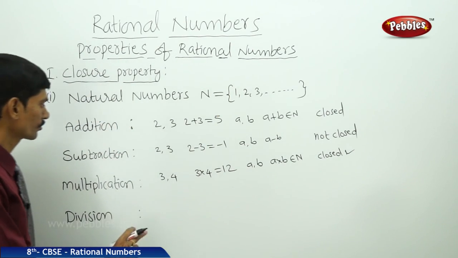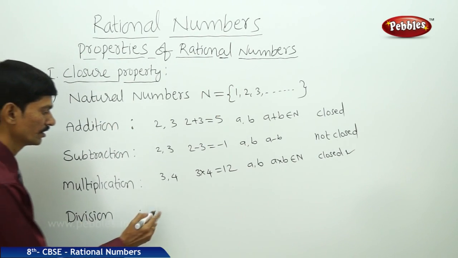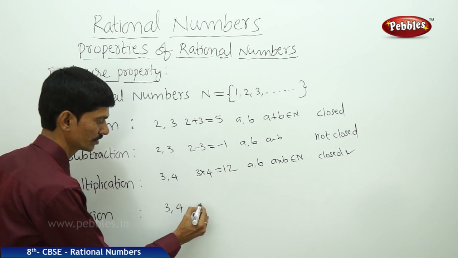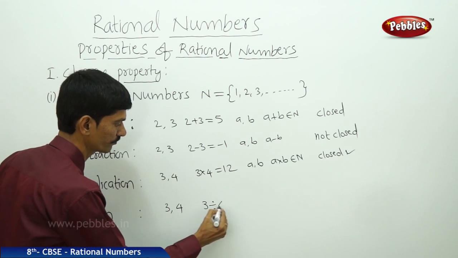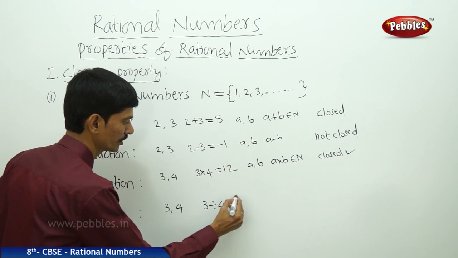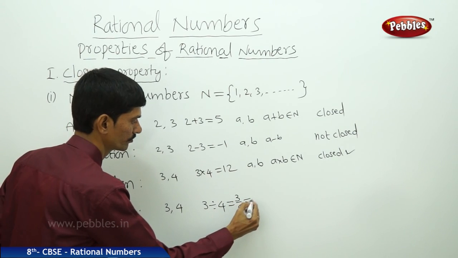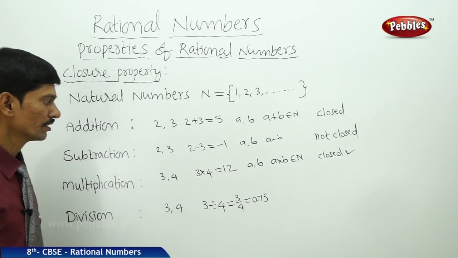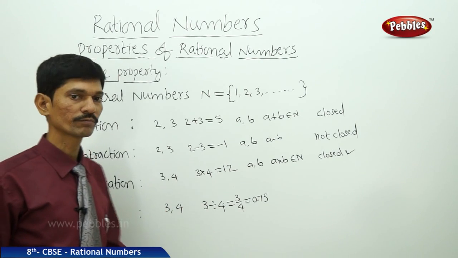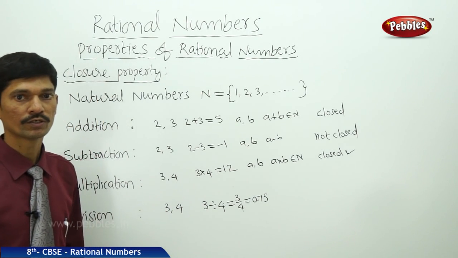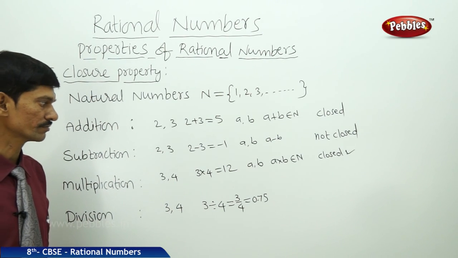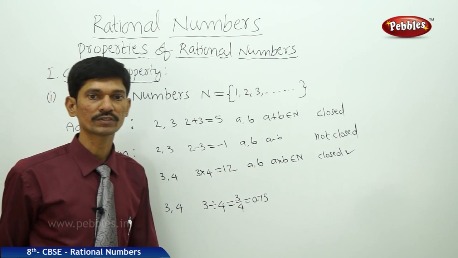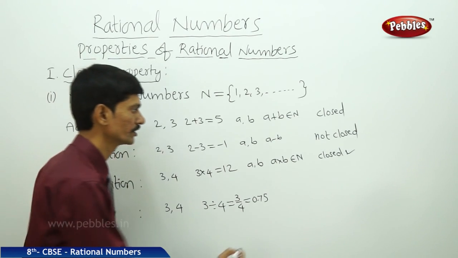Now let us discuss the closure property under division. Here 3 and 4 are any two natural numbers. Now what is their quotient? 3 divided by 4 equals 3 by 4, which equals 0.75. But this is not a natural number. The quotient of any two natural numbers may not be a natural number. So the closure property is not satisfied in the natural numbers under division. So natural numbers are not closed under division.